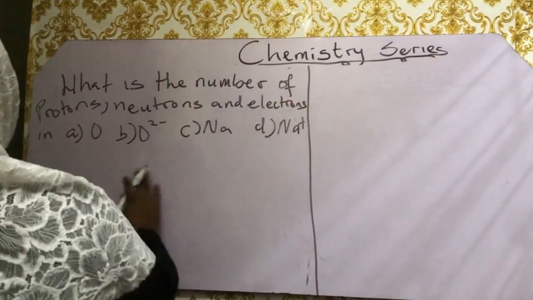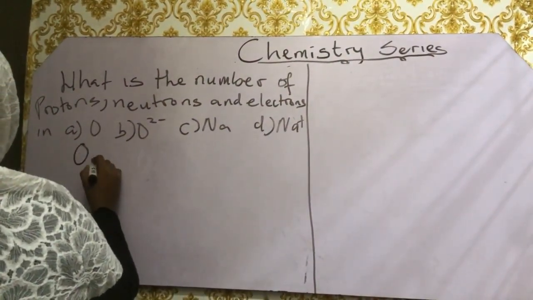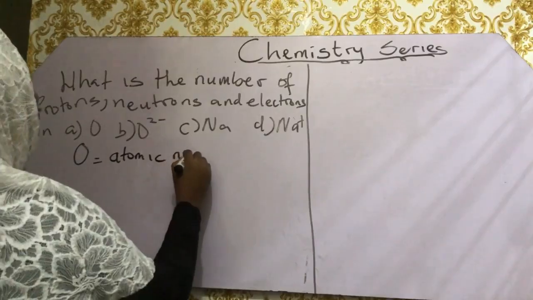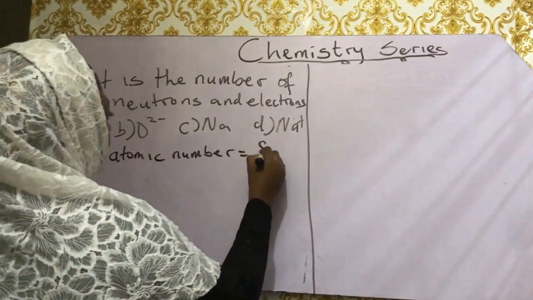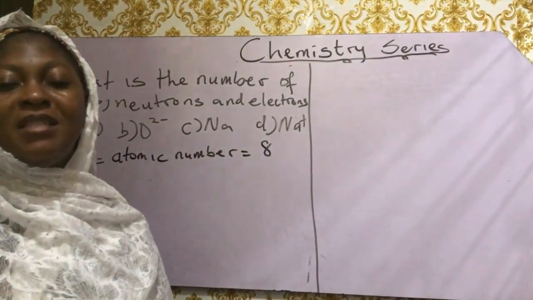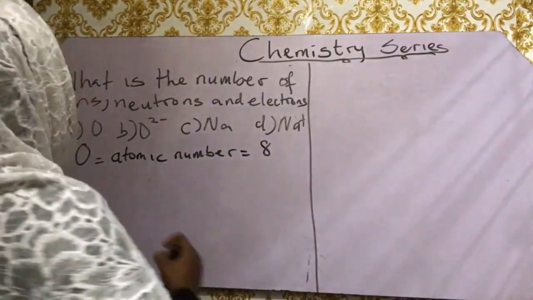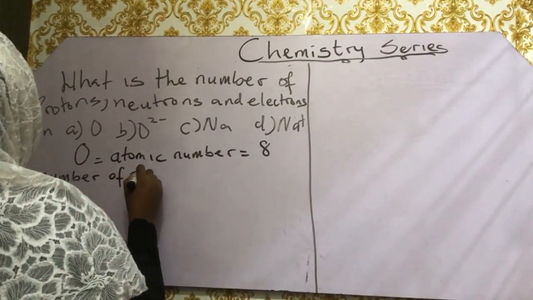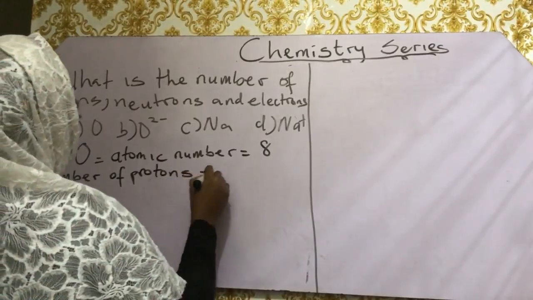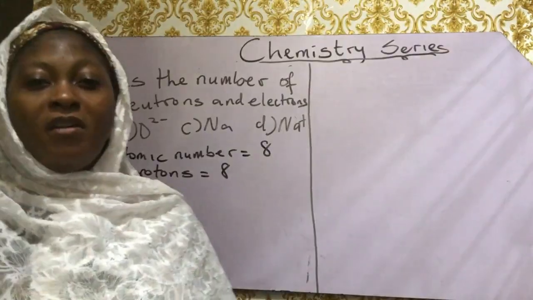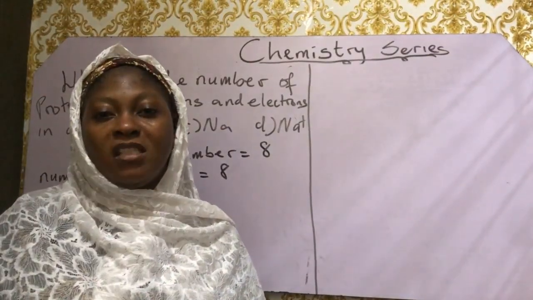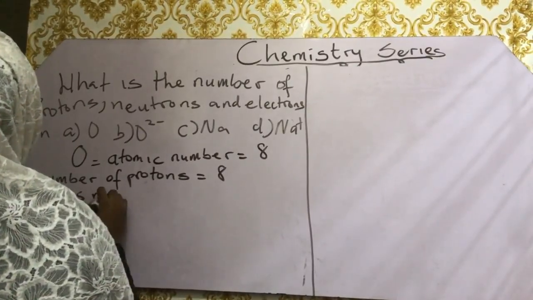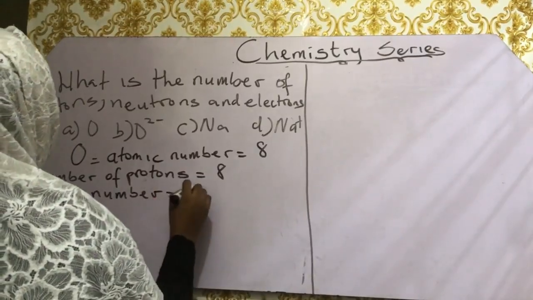The first one here we have oxygen. Oxygen on the periodic table has atomic number 8. The atomic number is the same thing as the number of protons. So it means the number of protons in oxygen is equal to 8. Now, on the periodic table, the mass number of oxygen is 16. So, mass number equals 16.